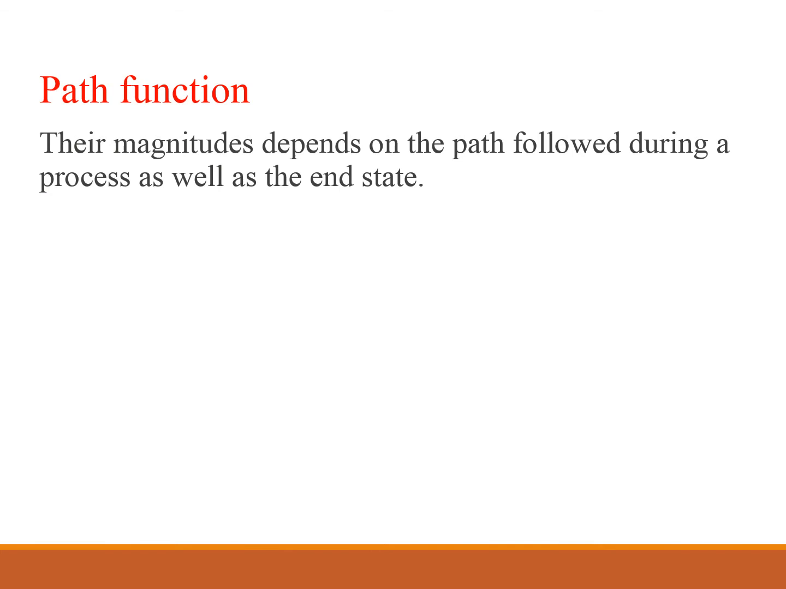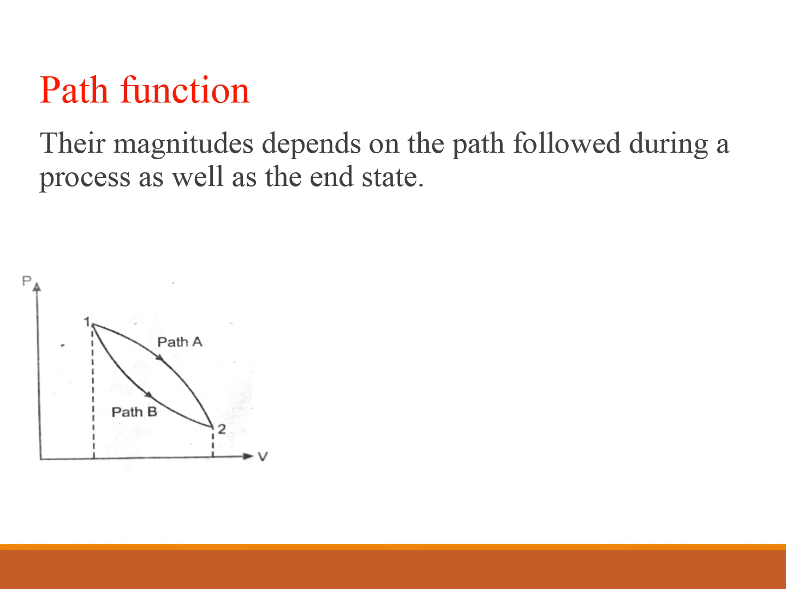Path function. Their magnitude depends on the path followed during a process as well as the end state. I will explain this based on the diagram. The system is undergoing a change from state 1 to state 2. This change depends on the intermediate states through which the system changes its condition from point 1 to 2. The system can change its state by two paths, path A and path B, as shown in the figure.